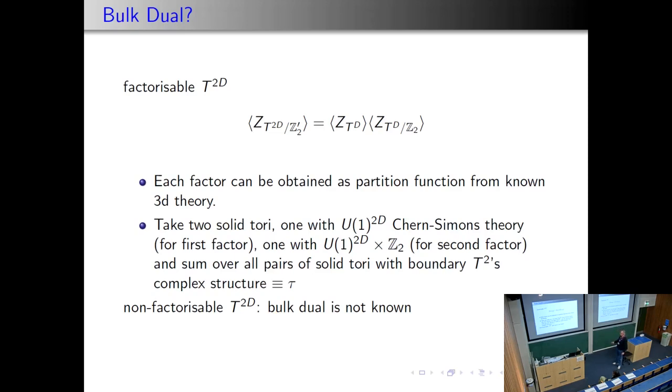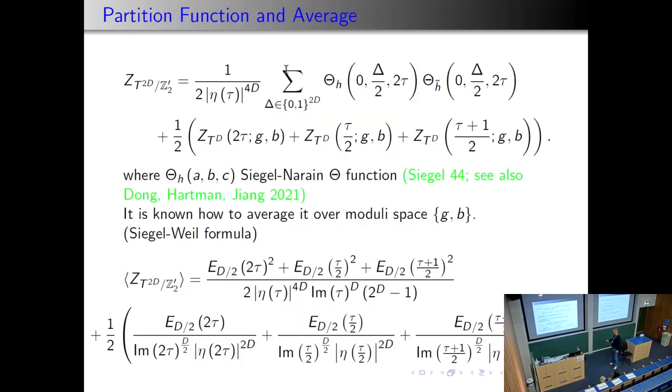So then the recipe would be straightforward. You just take two solid tori. On one of them, you put the dual for this, so just U(1) to the 2D. On the second solid torus, you put the theory dual to that, and then you sum over pairs of solid tori with a restriction that both boundary T2s have to have the same complex structure, which should be identified with the complex structure of the Virasoro torus. But for the non-factorizable case, I don't know. I mean, there should be several sectors now contributing, and it's not clear how to get there.